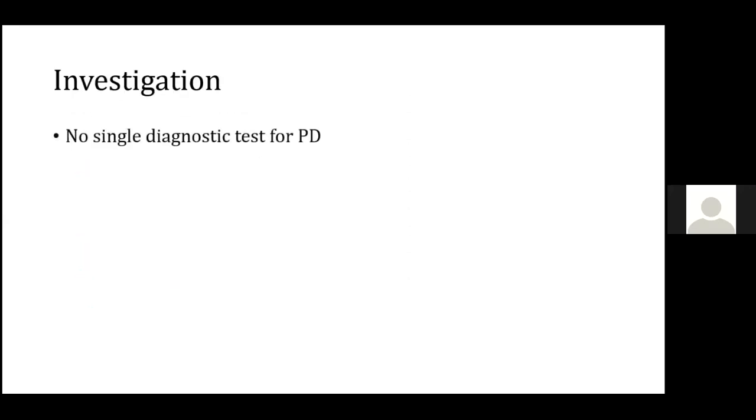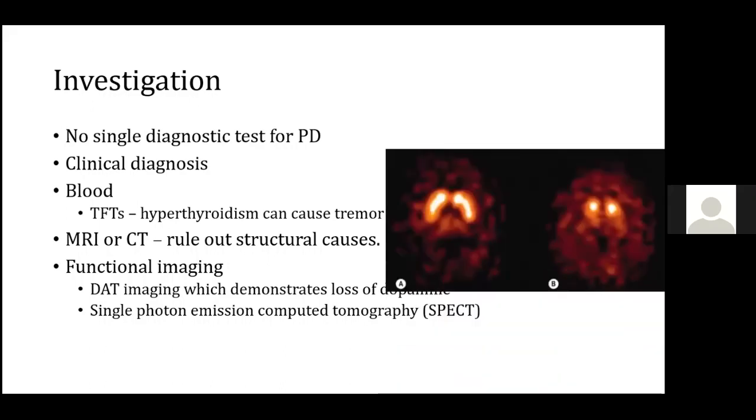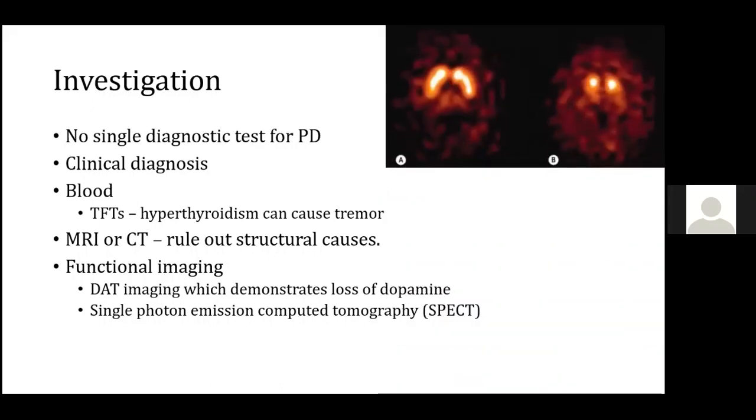So investigations: there's no single diagnostic test for Parkinson's disease. It's a clinical diagnosis. You want to do blood tests to rule out other causes of tremors and things, like thyroid function tests. MRI and CT to rule out other structural causes of Parkinson's symptoms. And then you can do what we call DAT imaging, which demonstrates the loss of dopamine neurons in the substantia nigra.